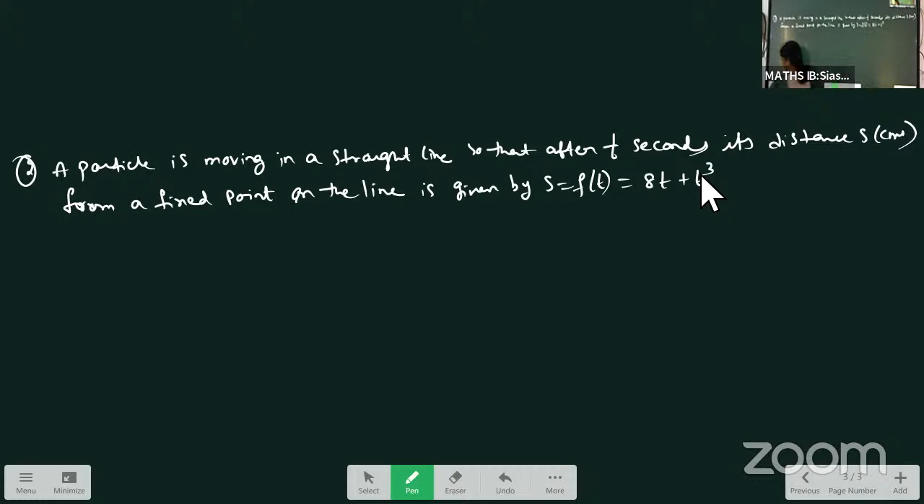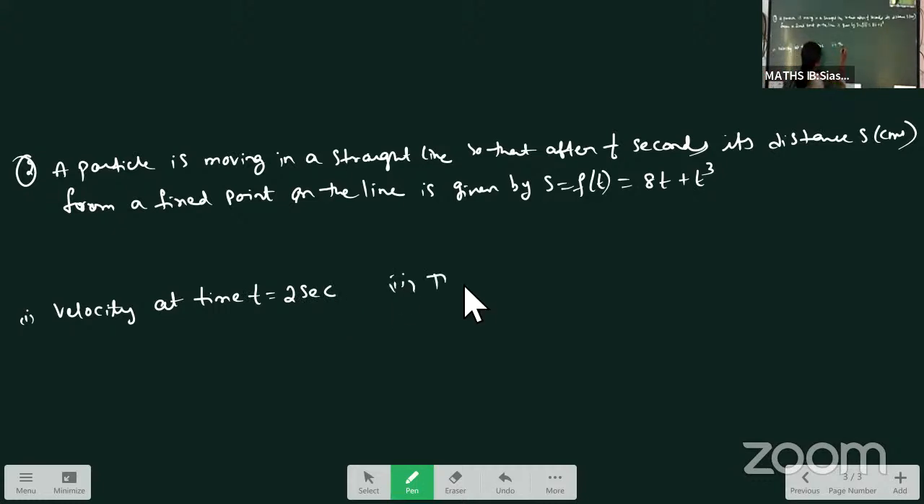Then there are 3 bits here. First bit, I'm writing in the solution. First bit, we have to find out velocity at time t, at time t is equals to 2 seconds. Then second point, the initial velocity.